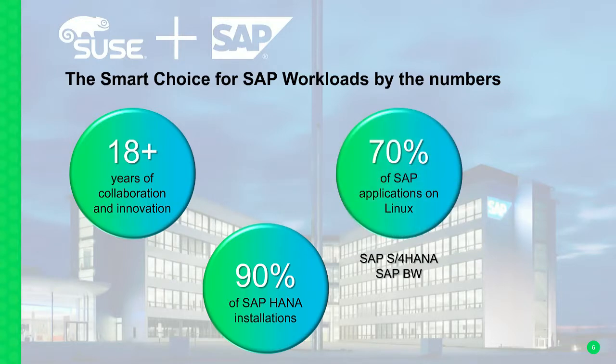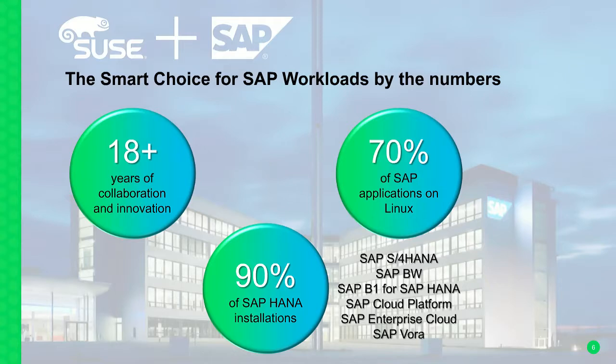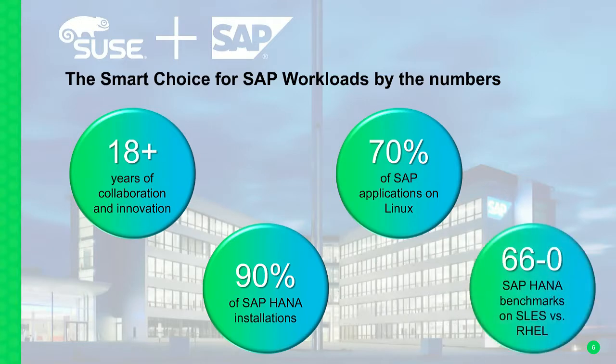So it's no wonder then that roughly 70% of all SAP application deployments on Linux are on SUSE Linux Enterprise Server, which is the strategic platform for SAP S/4HANA and some of the applications you see here. For example, SAP Business One, B1 for SAP HANA: SUSE Linux Enterprise Server is the only operating system that is certified to run that environment for SMB customers.